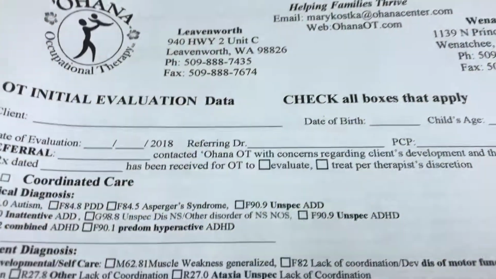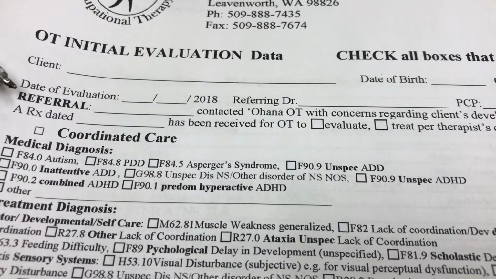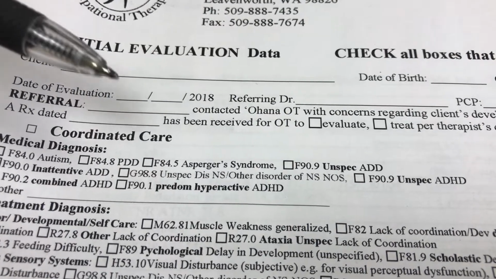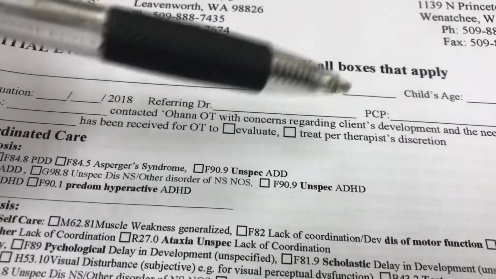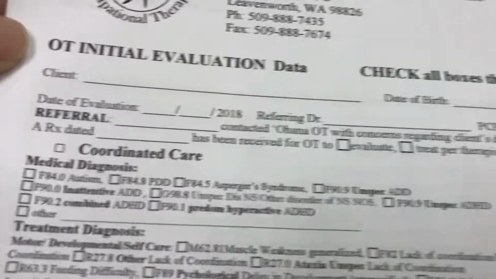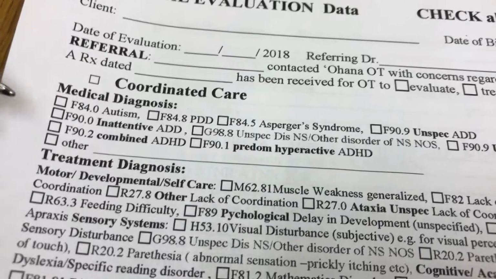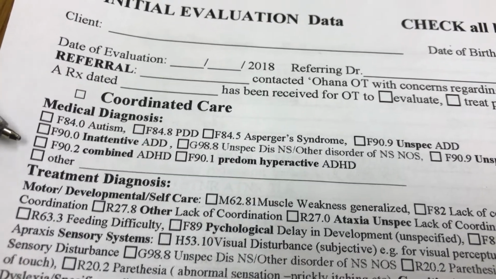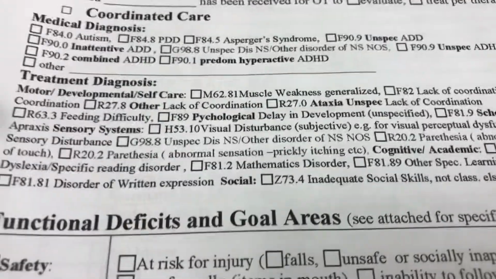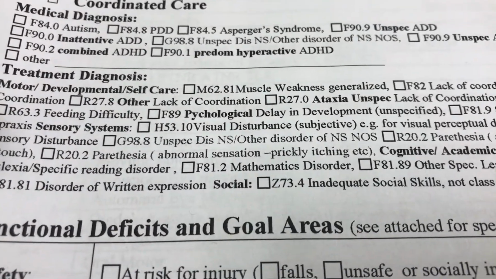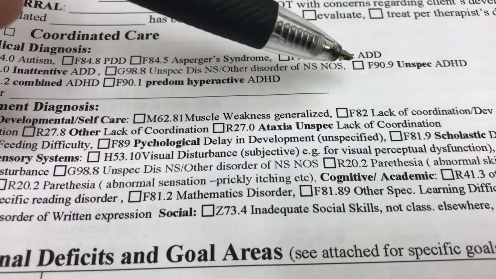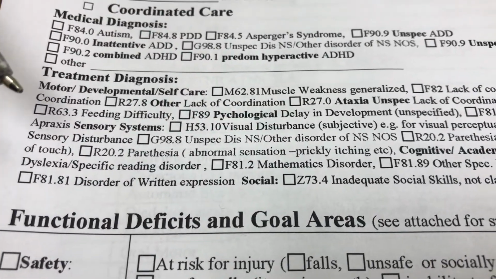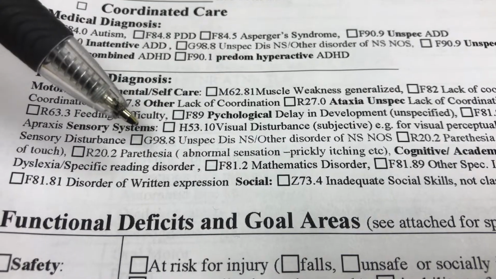So I have the demographics. I like to have it documented who contacted us with concerns, when the prescription is dated, and if it was to evaluate and treat, all of that. And I just have a check-off sheet for common diagnoses that they have, or if it's a different one. And then I have a whole list of these treatment diagnoses, what I might be treating. It's really common that I would do the weakness, the coordination, and the unspecified disorder of the nervous system, which is in here somewhere. Oh, there it is. That one is a pretty common one that I'll use.